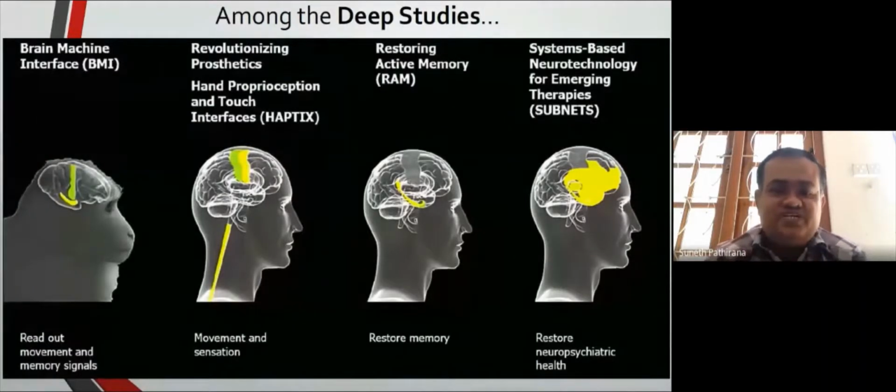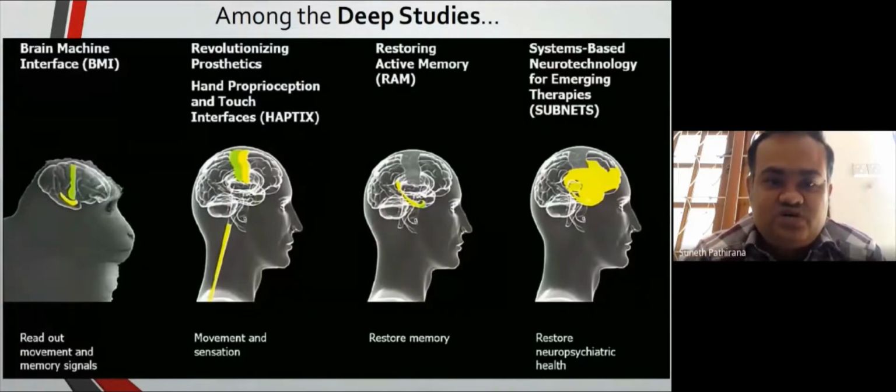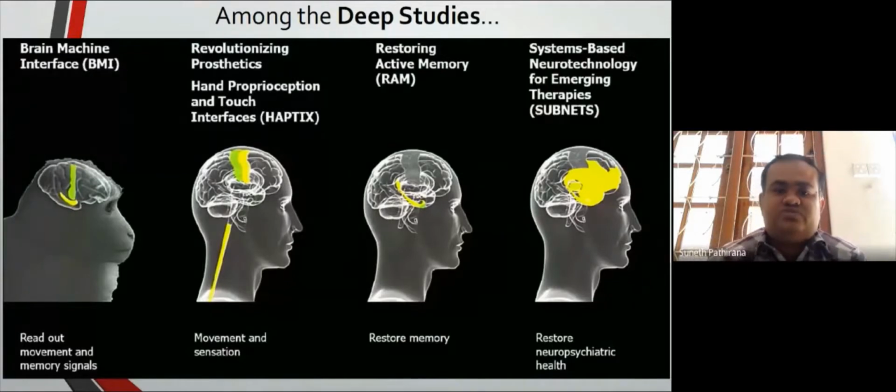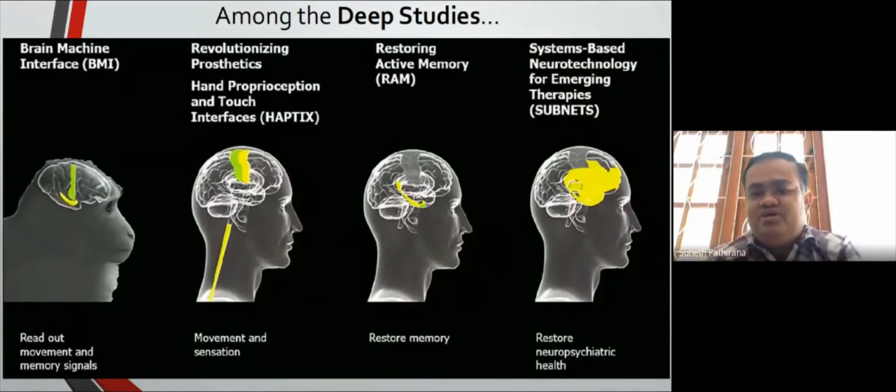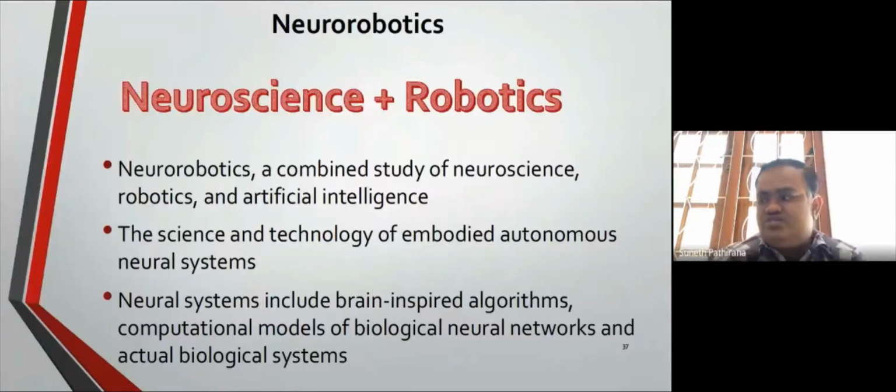These are the deep studies: brain-machine interfacing, haptics, proprioception and touch interface. We just call it haptics. And restoring active memory, RAM and the subnets, so system-based neurotechnology for emerging therapies. These are the more deep studies, and this is chapter 2, neurorobotics.